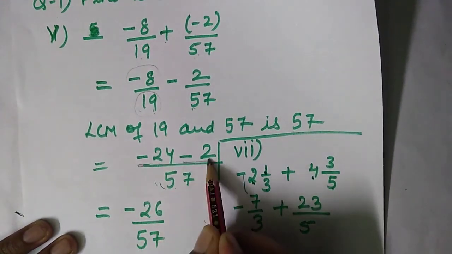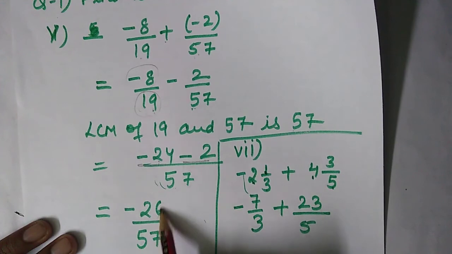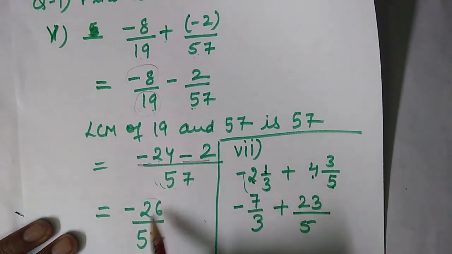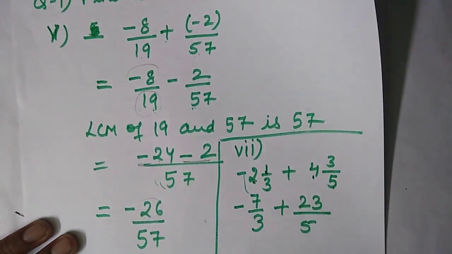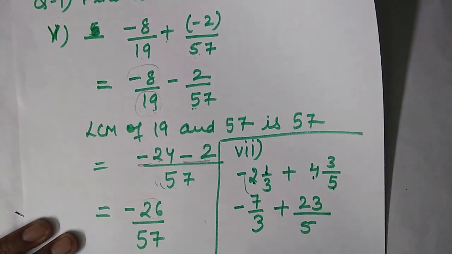These are two negative numbers. On solving that, you will get a negative number, as these two get added. So this is how to add the rational numbers.